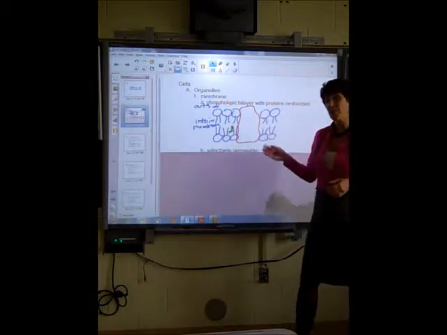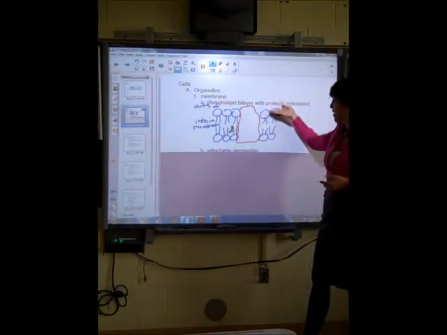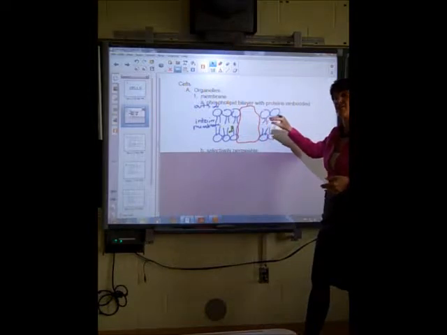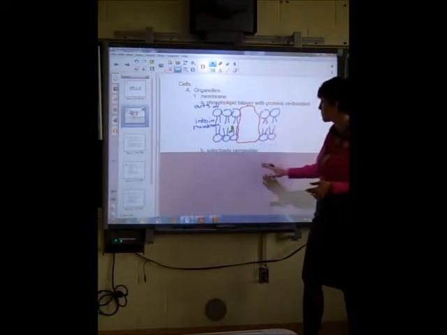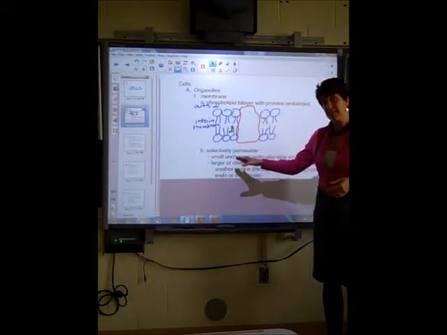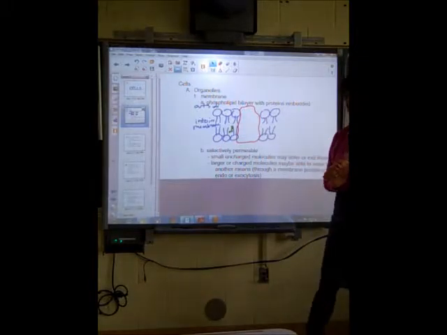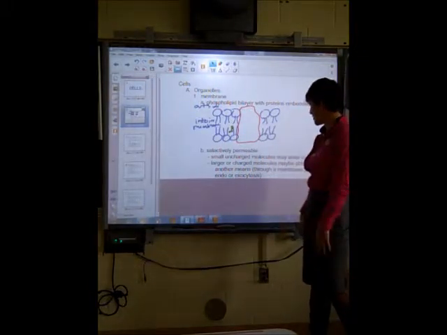You'll also remember that word amphipathic. These phospholipids are amphipathic, with the heads being polar and facing the water, very hydrophilic, and the tails facing inside because they are nonpolar and very hydrophobic. This structure allows a membrane to be selectively permeable, which means that only certain molecules will be allowed to travel in or out of the cell.